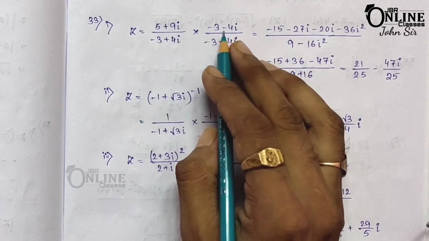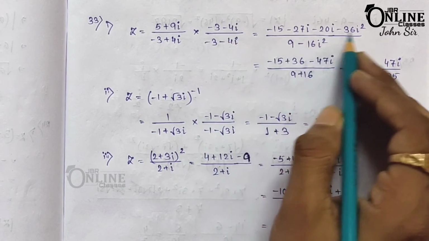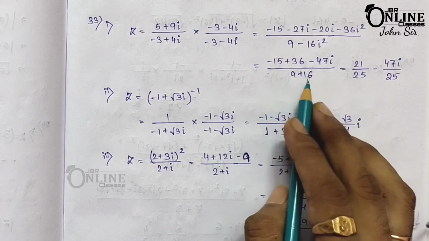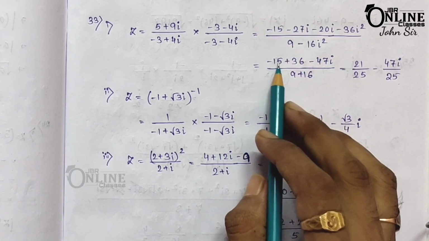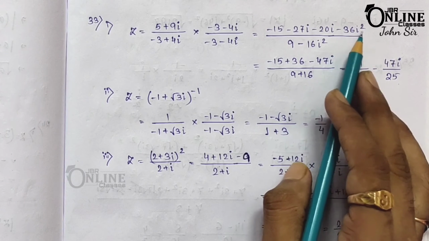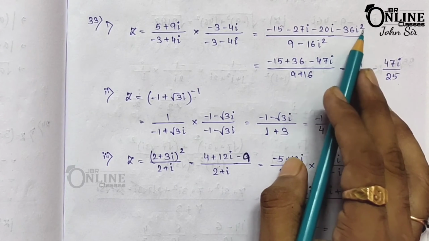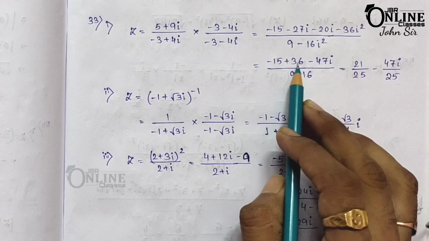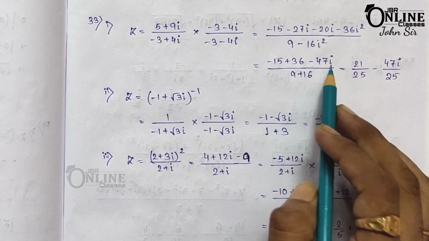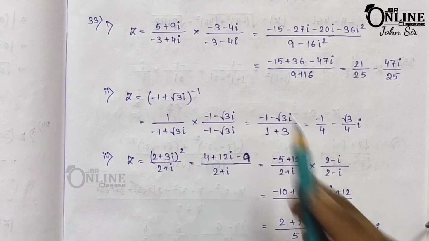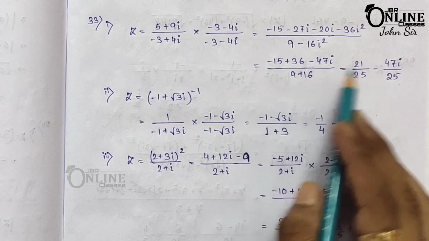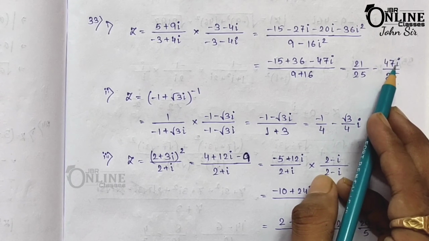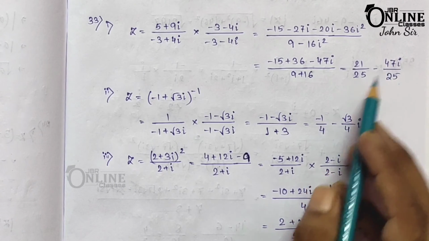Then the multiplication of these two complex numbers, you will get this one, and here the a square minus b square formula. So it will be 9 plus 16, this one minus 15, and this one 36 minus 36, i square means minus 1, so it will be plus 36, and this one minus 47i. So now minus 15 plus 36 is 21 by 25, and then minus 47 by 25i is your answer.